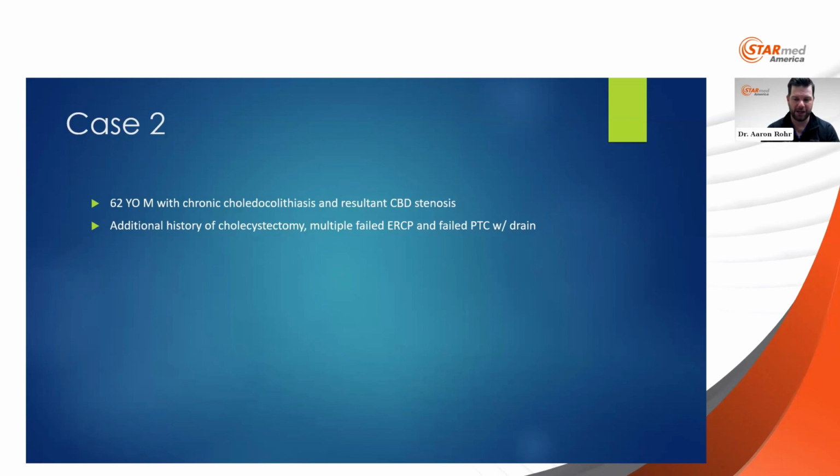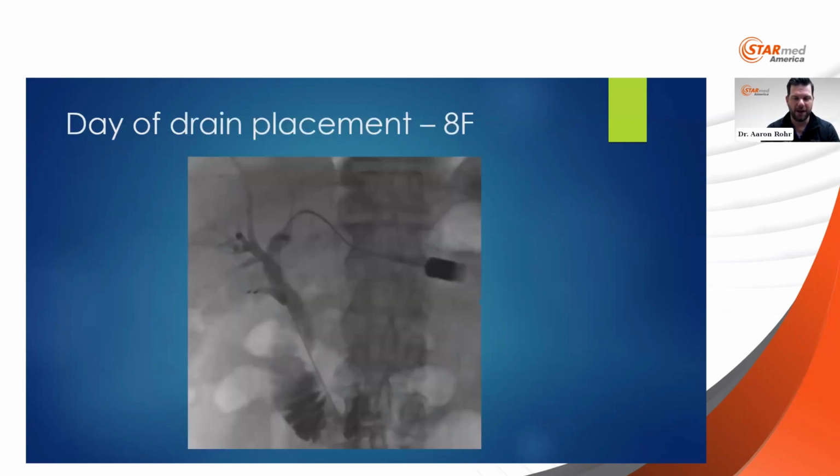So they had already failed a PTC with drain. So nothing really getting across there. So this was a left approach. Same idea, 8 French. This is the earlier onset through the Kumpe catheter showing the area of stenosis, which, just to orient you, here's our catheter, left common. There's a previous cholecystectomy. Here is our native common bile duct, as well as the transiting contrast.